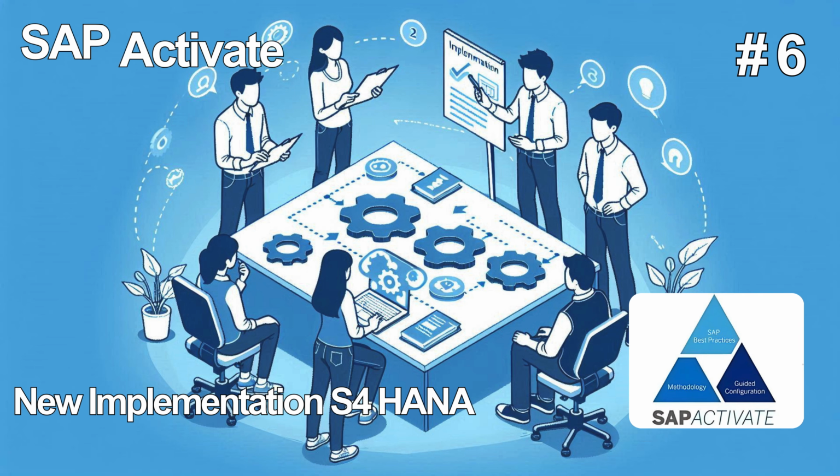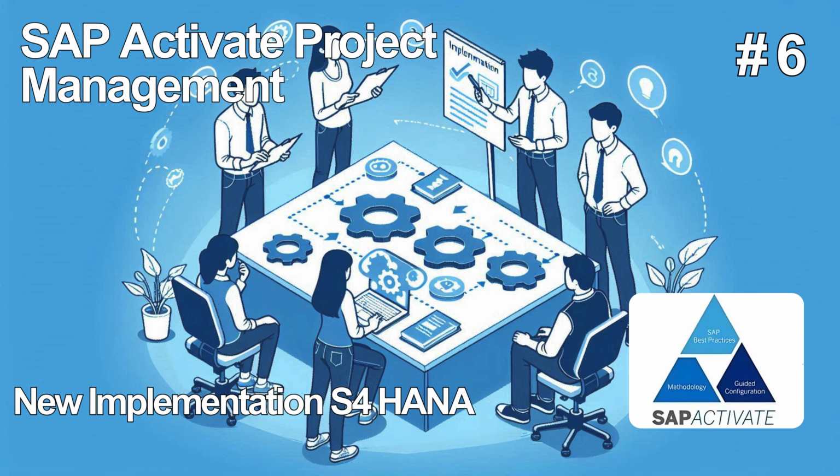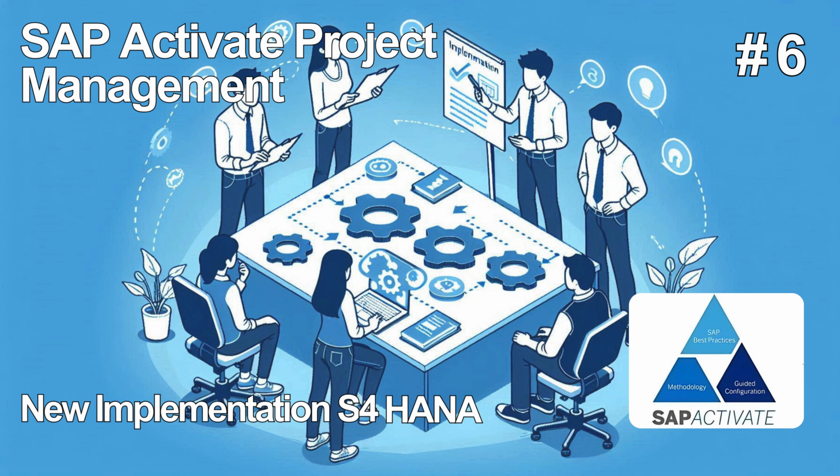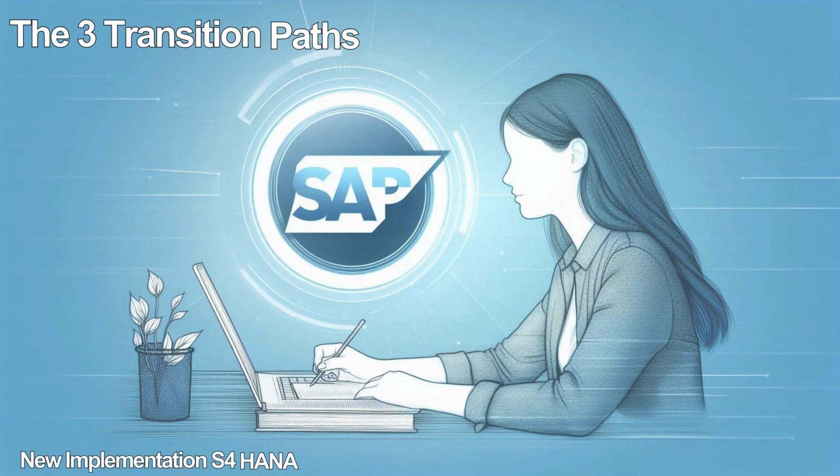In this video, we would further help your understanding of the implementation methodology with keen focus on activities for a new implementation of SAP S4 HANA. Our discussions would navigate through the 6 phases with key requirements and deliverables highlighted. We would touch on the 3 transition paths to provide a basic refresher on new implementation scenarios before we dive in. Let us begin. The 3 transition paths.